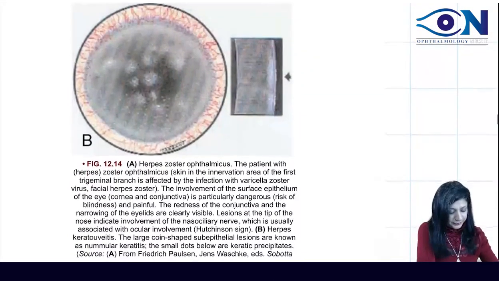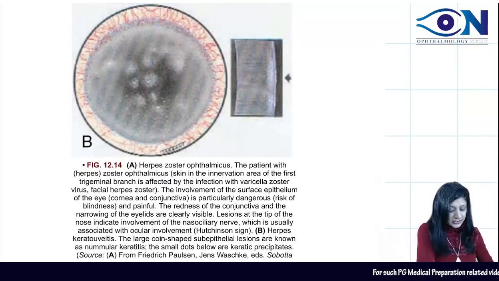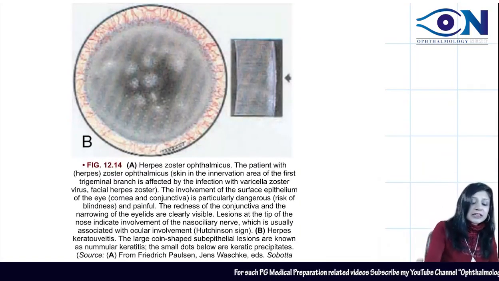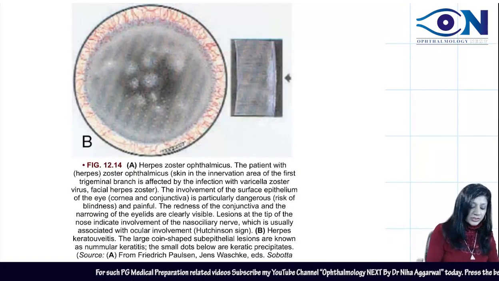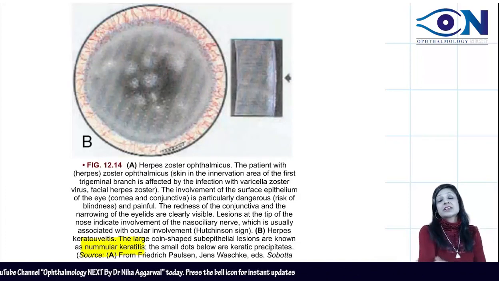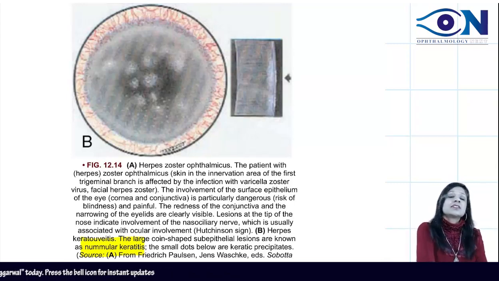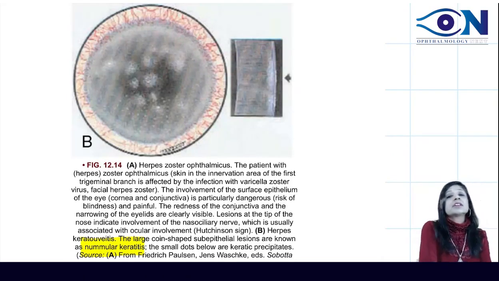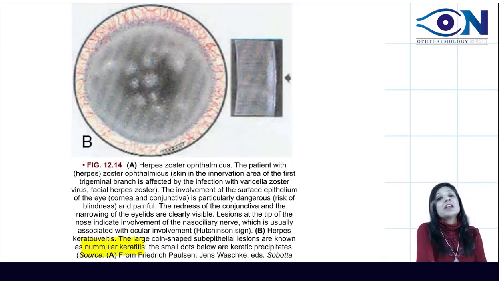And then you can see the keratouveitis, pneumokeratitis. Like in cases of herpes simplex, what is important is the dendritic keratitis. Similarly, in cases of herpes zoster, the characteristic lesion is the coin-shaped areas. That is called pneumokeratitis. Now, that does not mean that we cannot have dendritic keratitis in herpes zoster. Yes, we can have the pseudo-dendritic keratitis. Pseudo-dendritic keratitis means it will not have knobs. It will just have the dendritic pattern but no knobs.